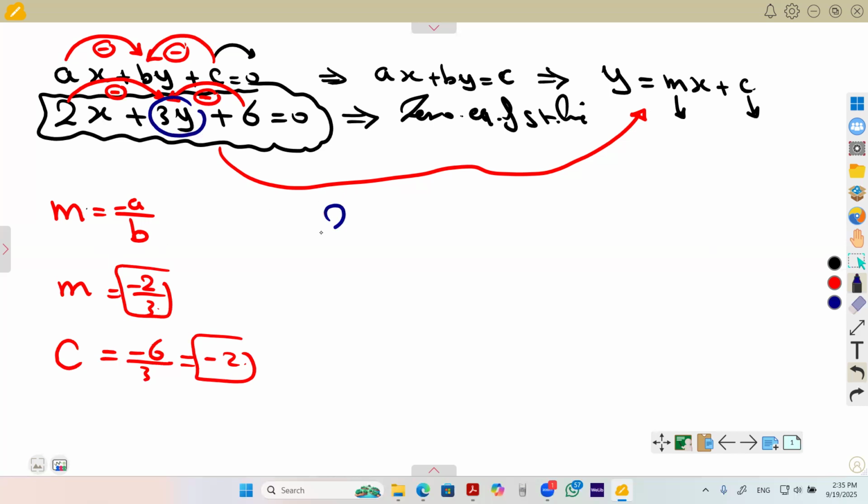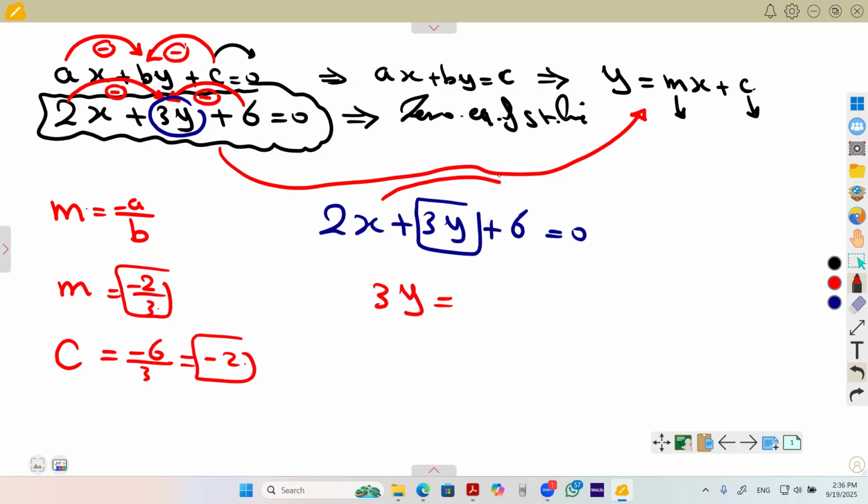Let's write it together. 2x plus 3y plus 6 equals 0. I want to leave 3y alone on one side and all the numbers on the other side. So leave 3y on the left side. Take 2x and 6 to the right side. It will be what? Negative 2x and negative 6.